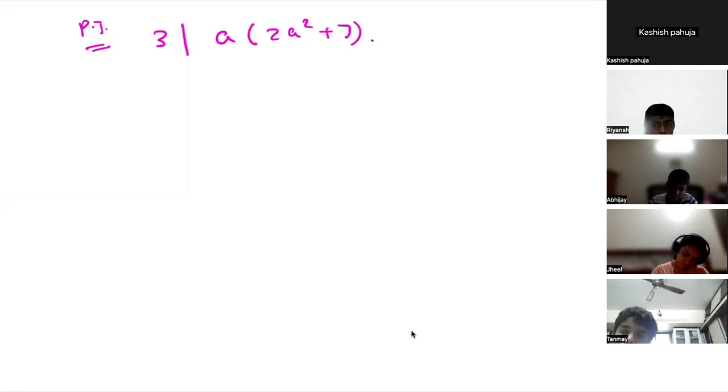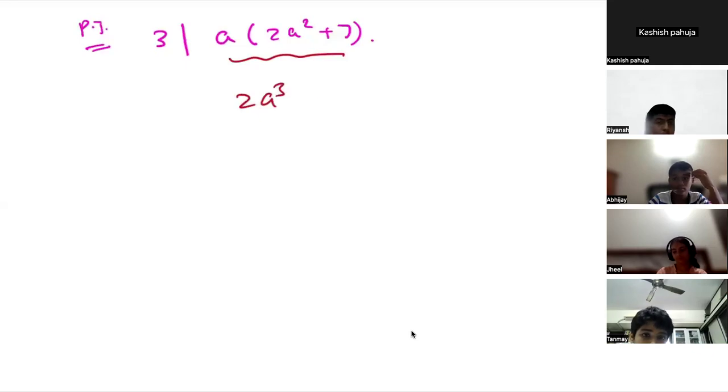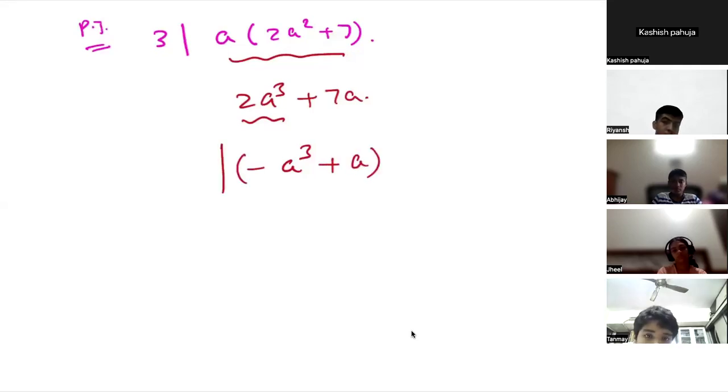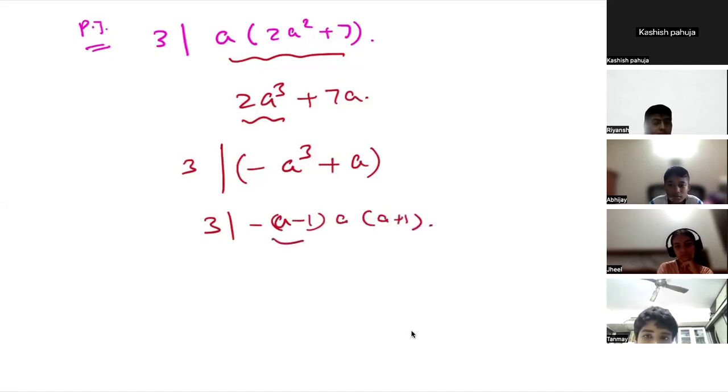So, help me out for this. I can rewrite this as 2a cube plus 7a. Atani, very good. 2a cube plus 7a, and this 2a cube I can rewrite as minus a cube plus 7a, plus a. Right? So obviously this is three consecutive numbers: a minus 1, a and a plus 1. Obviously, product of three numbers, so one of the numbers must be divisible by 3. Okay, everyone.